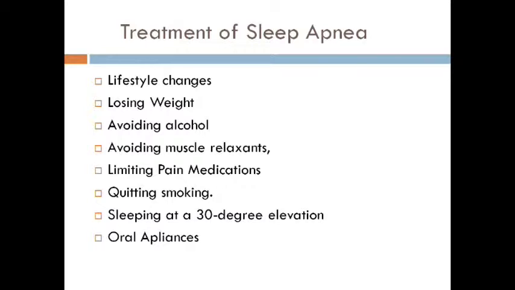One of the things we can do is avoid alcohol, and avoid muscle relaxants. Why are muscle relaxants important? Well, muscle relaxants relax your muscles. And what do you need your muscles for? Obviously to breathe, but you also have a bunch of muscles in your throat that help hold your airways open. So if they're relaxed, they're more likely to fall back in the back of your throat, and you're going to develop obstructive sleep apnea.